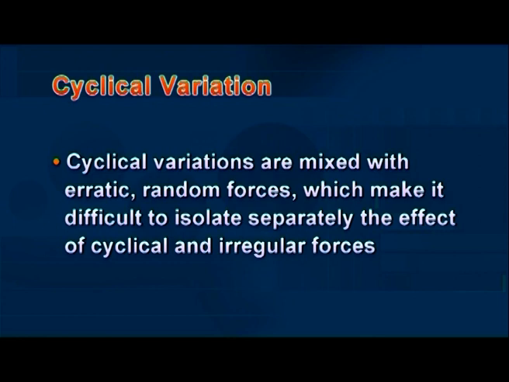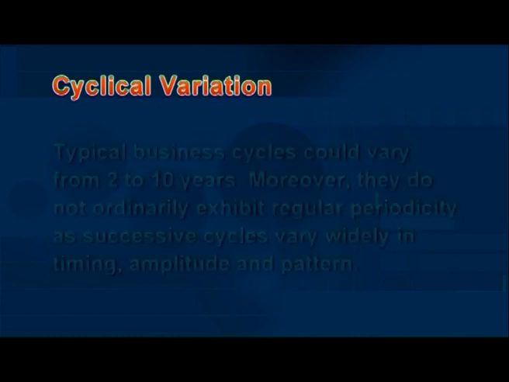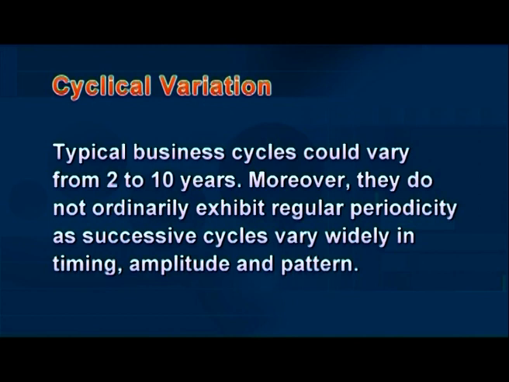Business cycles are distinguished from seasonal variation in the following respects, wherein the cyclical variations are of a longer duration, that is more than a year. Typical business cycles could vary from 2 to 10 years. Moreover, they do not ordinarily exhibit regular periodicity, as successive cycles vary widely in timing, amplitude, and pattern.